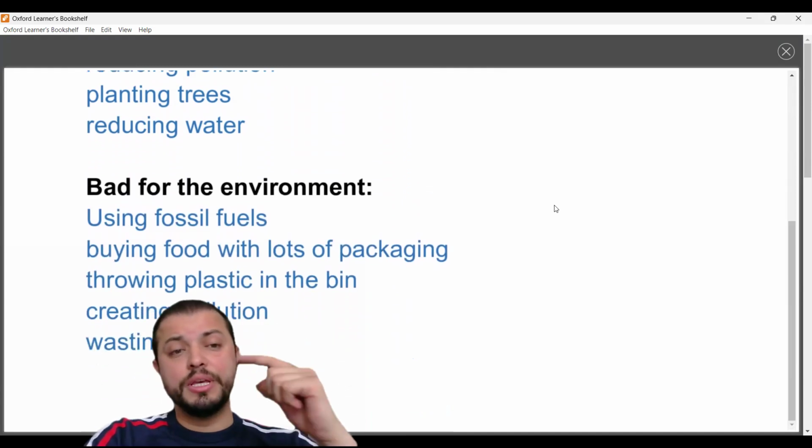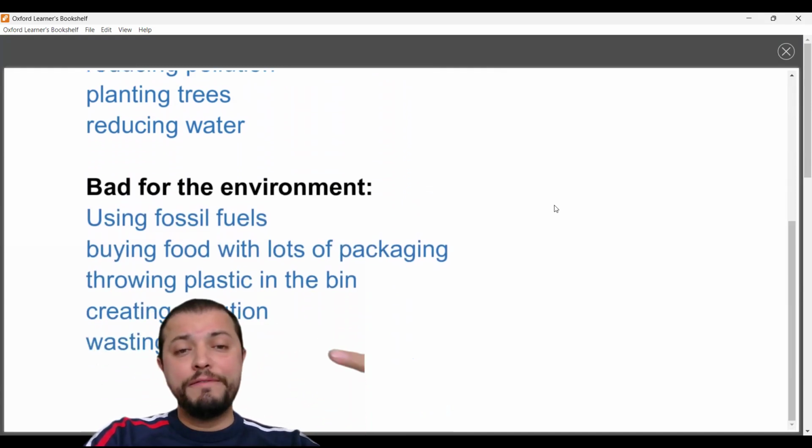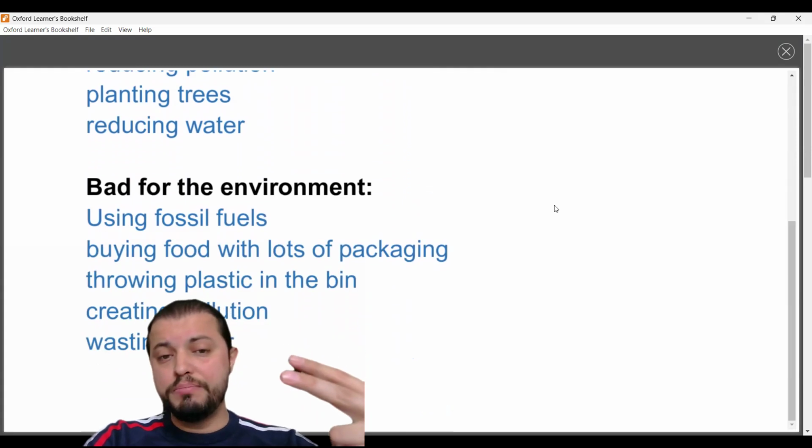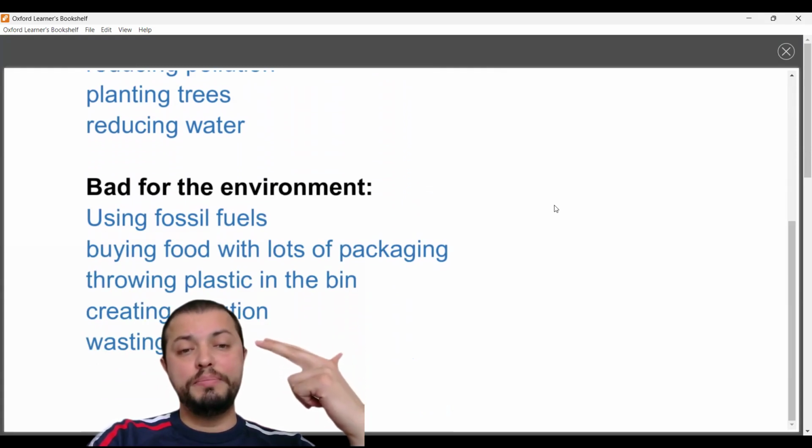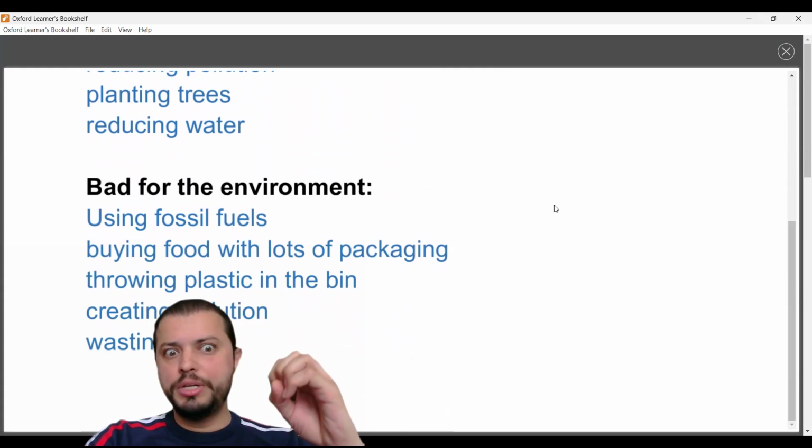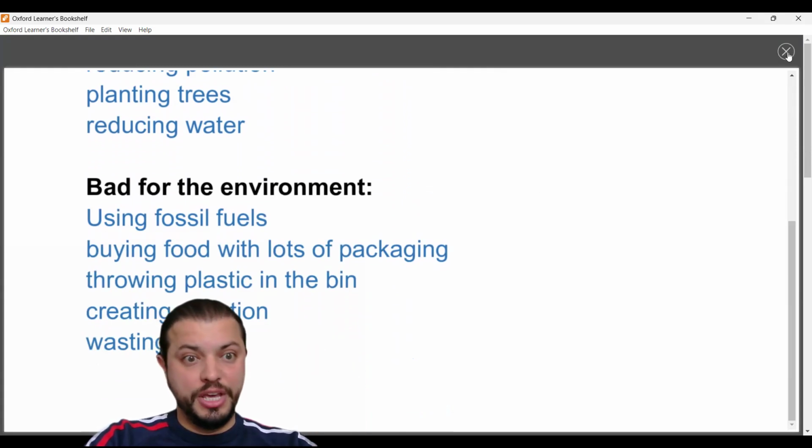Let's go with the bad things. Use of fossil fuels, buying food with a lot of packaging, throwing plastic in the bin, creating pollution, wasting water. Yeah, be careful about this stuff, guys. Really, they are destroying our planet.